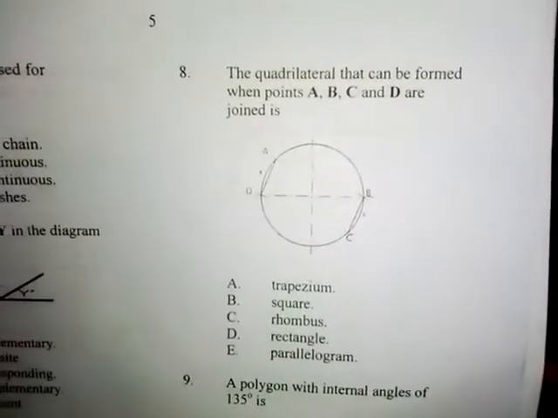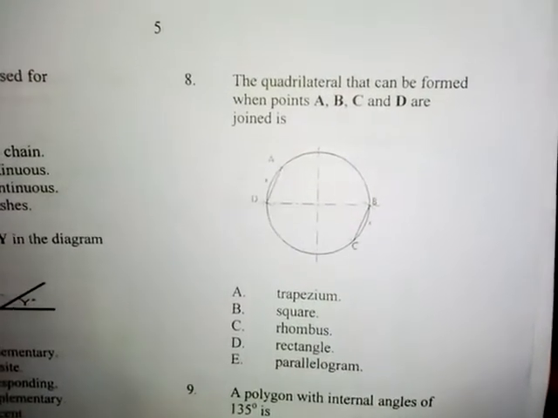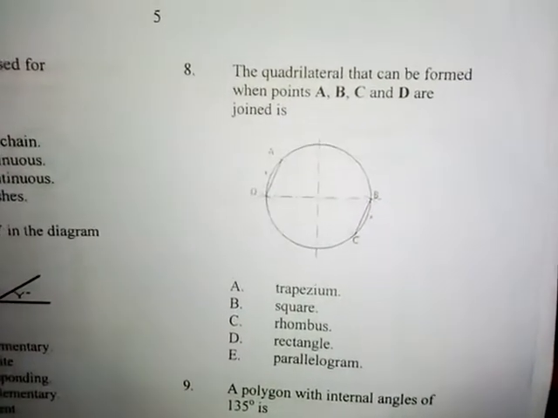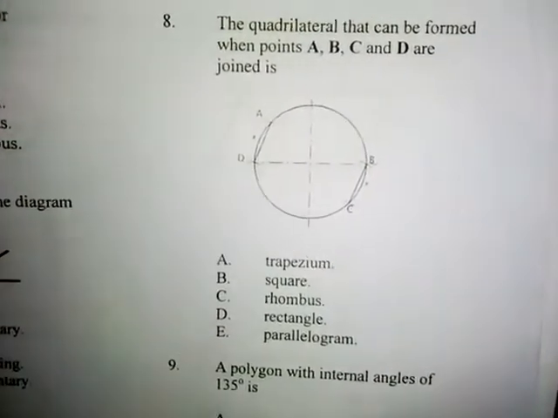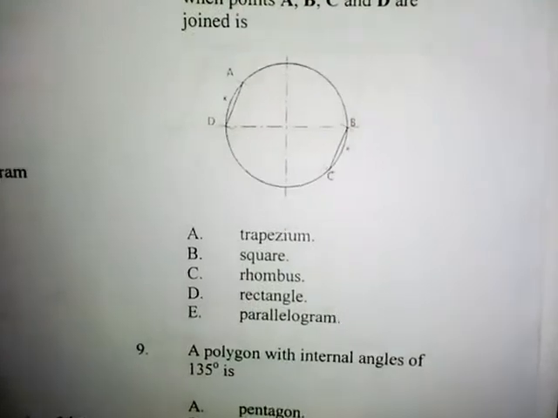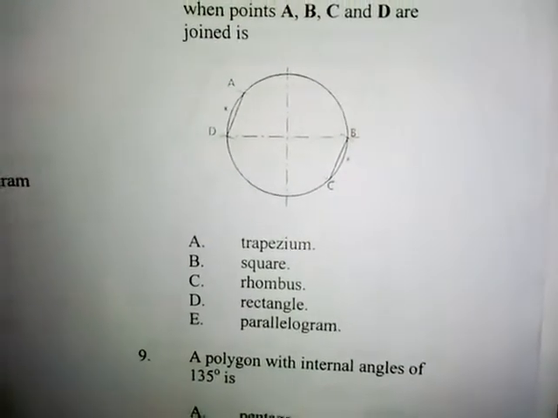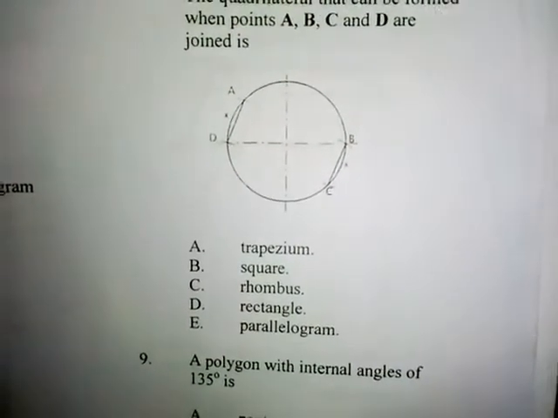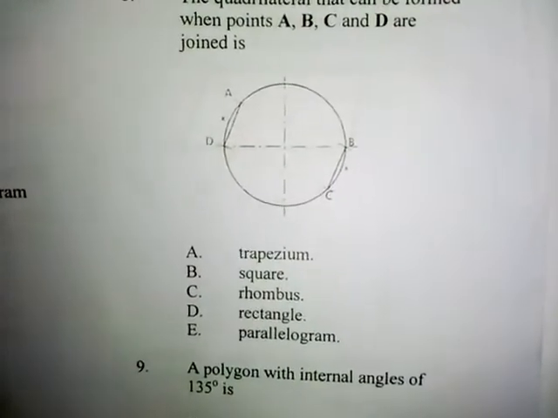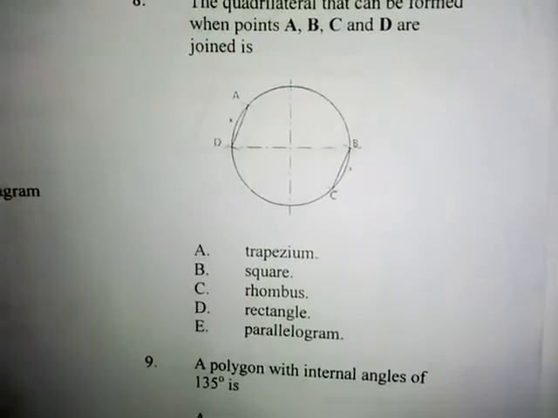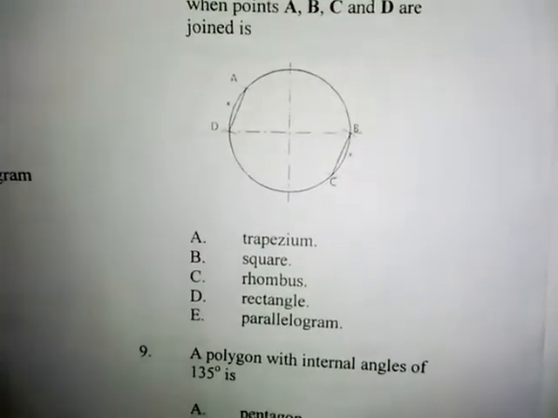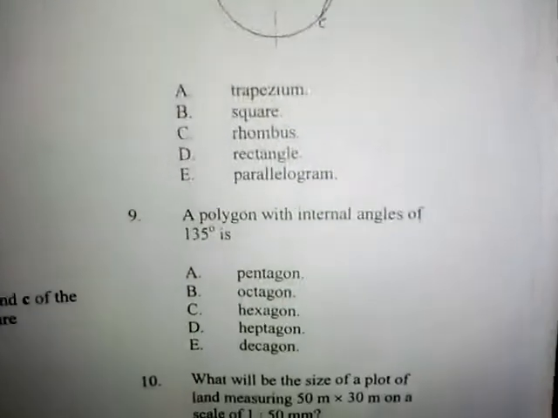The quadrilateral that can be formed when points A, B, C, and D are joined is, the correct answer is rectangle, which is option D. So whenever we want to construct a rectangle, when we are given the diagonal of the rectangle and a length of side, we use this method. So the correct answer is option D, rectangle.